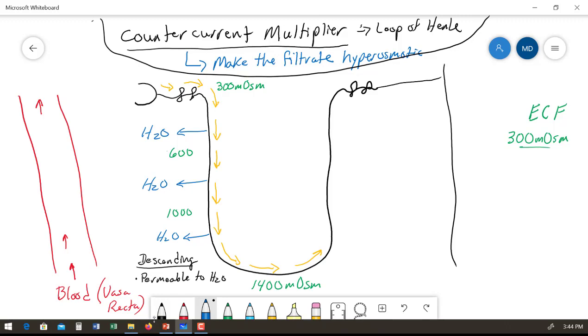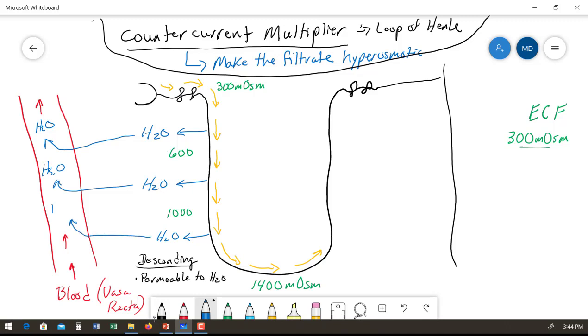So this is why our filtrate is becoming more concentrated as we move down, because water is being pulled out, but the solutes are being left behind. All right. Now, eventually this water is going to sweep over here into the blood, and so it's going to add to the blood plasma over here. And so it will get swept away.